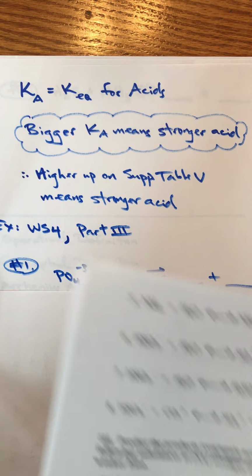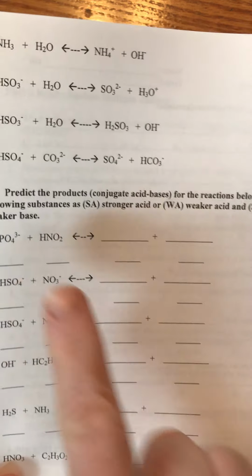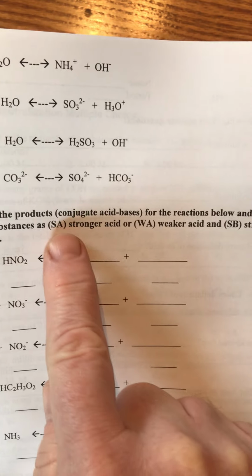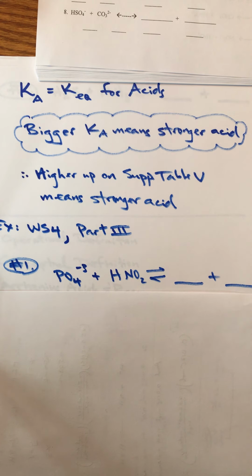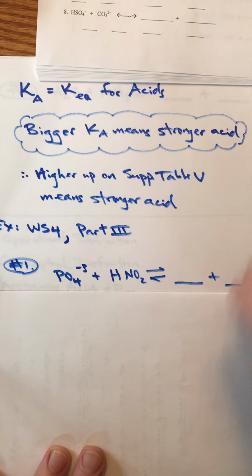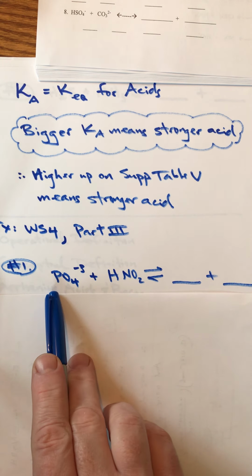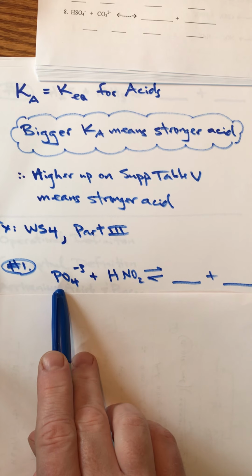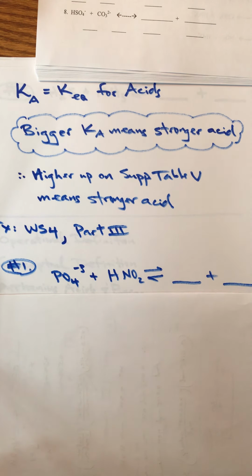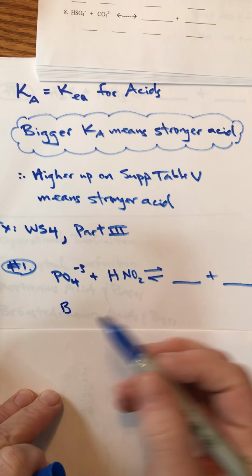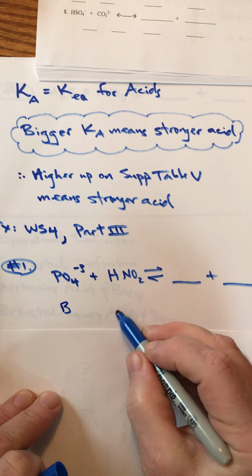Here they're making me predict which is going to be the acid, which is going to be the base, and which is the stronger acid. So I look at this problem here and I've got PO4 -3 and HNO2. Right off the bat, this would appear to have no hydrogens to donate. This is not going to be an acid. So I'm going to label this one base right off the bat, and I can't have 2 bases on the same side of the equation, so this one's going to be an acid.